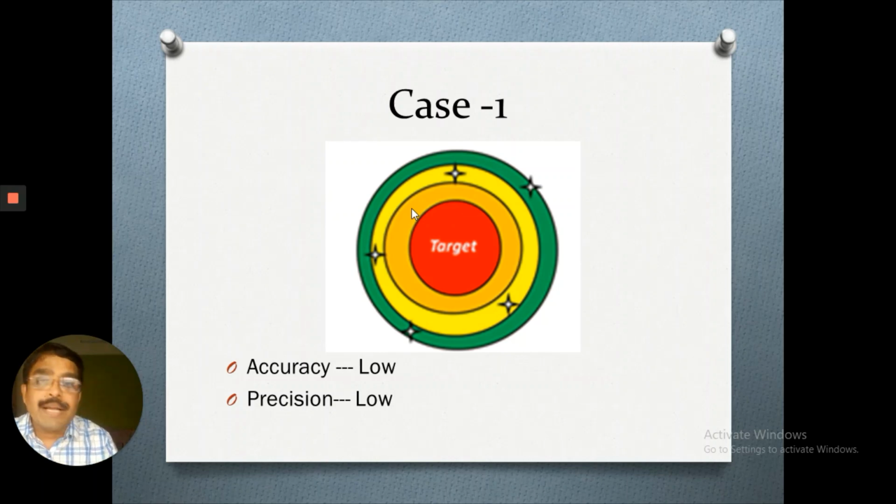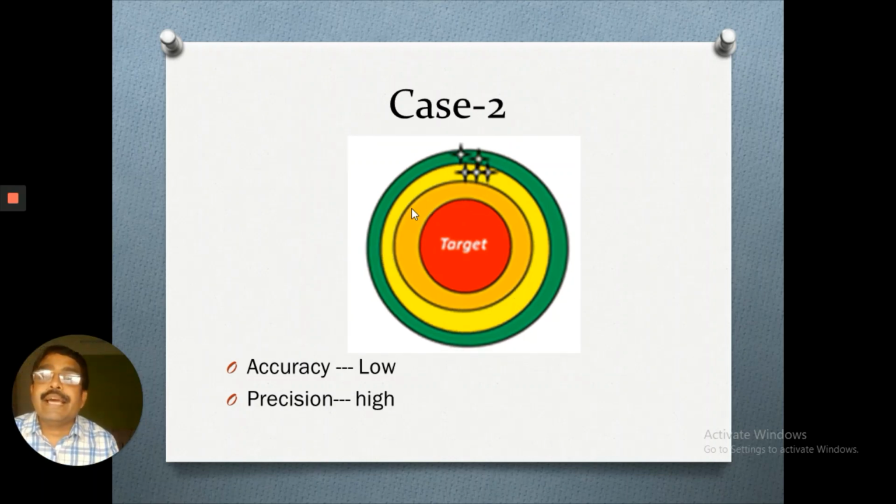Suppose I take a second case. In this case, not a single cross is on the target, so there is no accuracy, but all these 5 shots are very close to each other, so we can say it is precise.